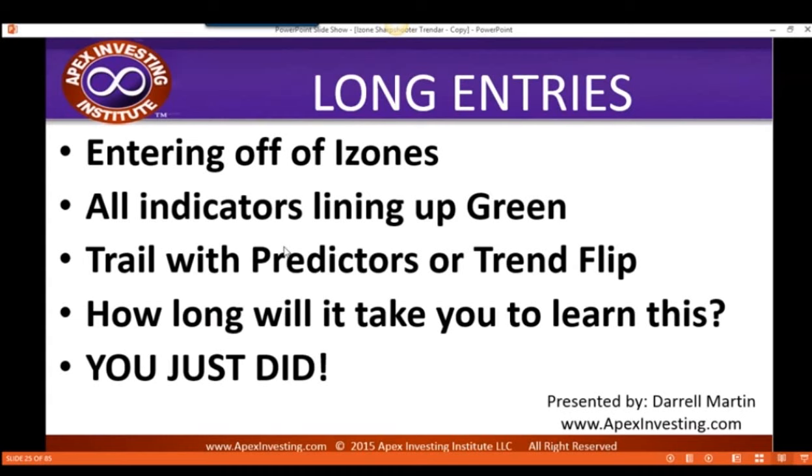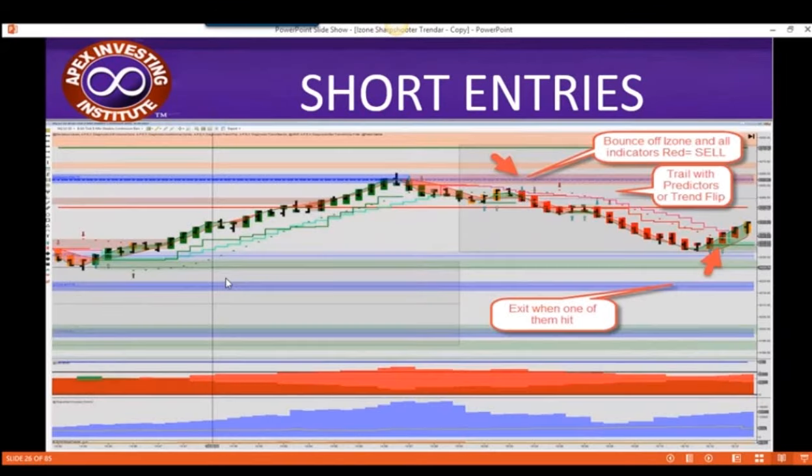Joseph, can it really be this easy? I'll show you some more here, Joseph. All right? Let's look at a short entry. Same thing, just backwards. Actually, it's the same chart I just showed you. Market came up here. Where did it get to? An I zone level, right? A sell level. Okay? So what happened right here? We're at an I zone level. The trend flipped red. The trend bands flipped red. Do we enter? No. Why? Because it's not perfectly set up yet, is it?